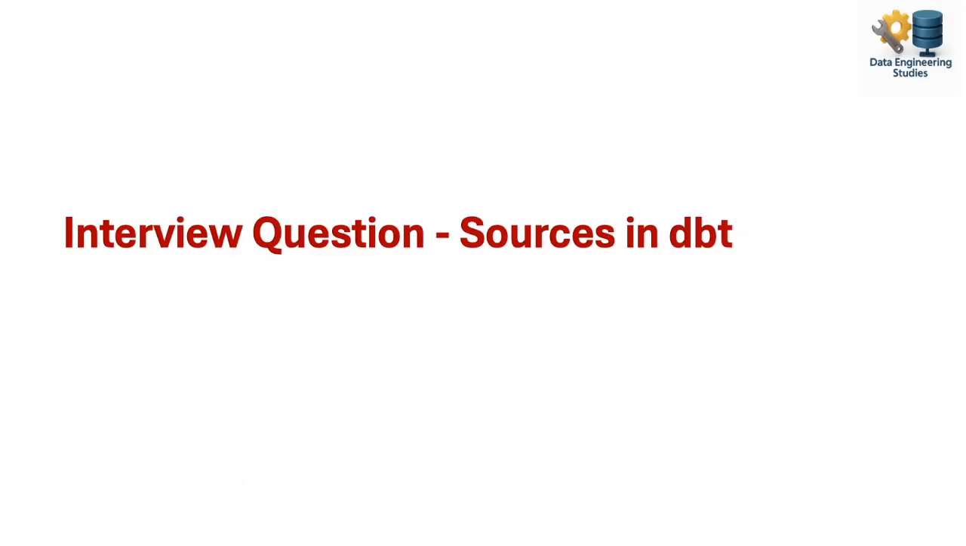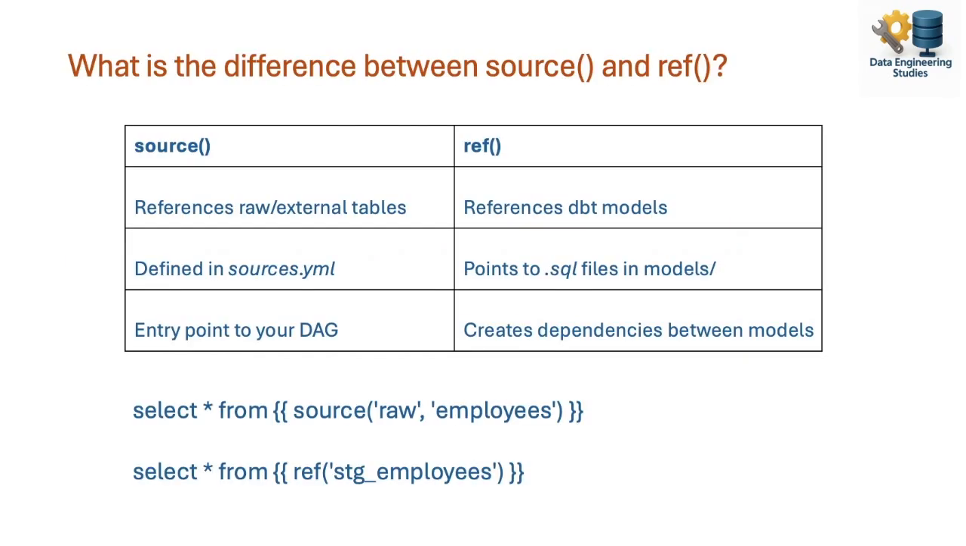Now let's see some interview questions on sources. The first interview question is, what is the difference between source and ref function? The source function references the raw external tables that are loaded by your ETL tools. It is defined in the sources.yml file. The source function is an entry point for your DAG. Whereas the ref function references other dbt models. It points to the .sql file in your models folder. The ref function creates dependencies between models. Here is the syntax for the source function and the ref function.